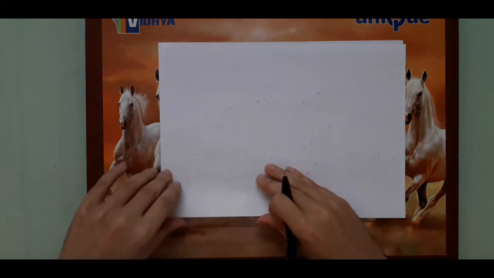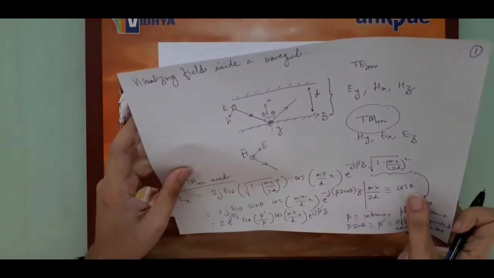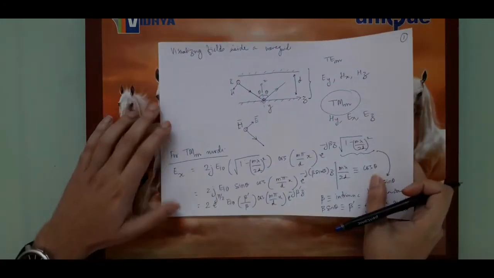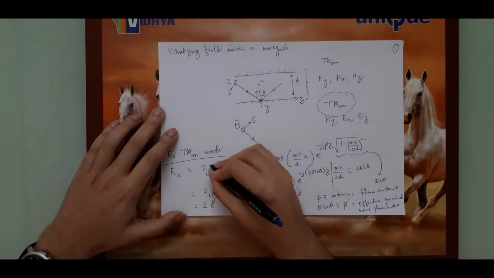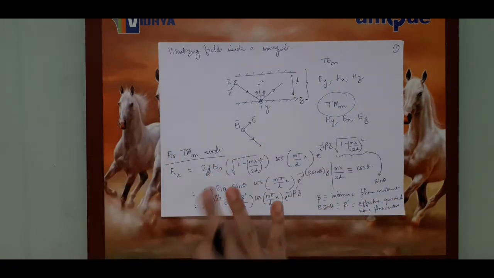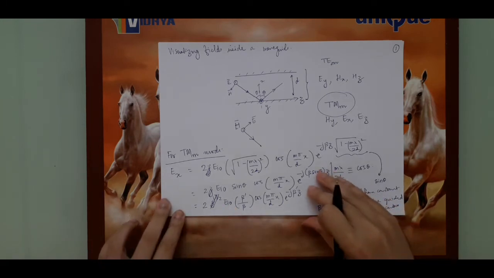Oops, I made a small mistake. There is no j term over here for Ex, so this will not be there. So I can write this without j. I'm sorry, just be very careful of this. In the TM mode, the j is there only for the Ez term. Alright, so Ex would look just like this.